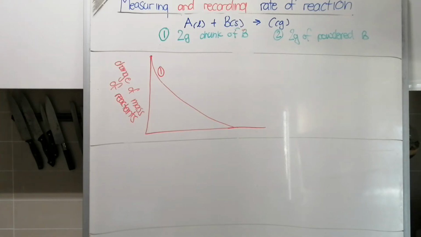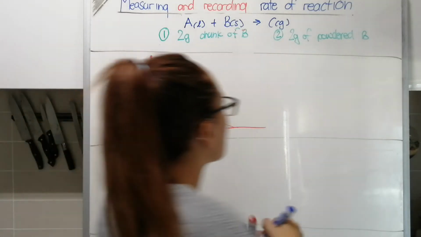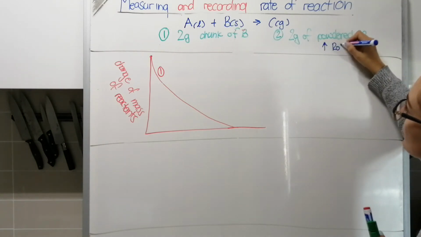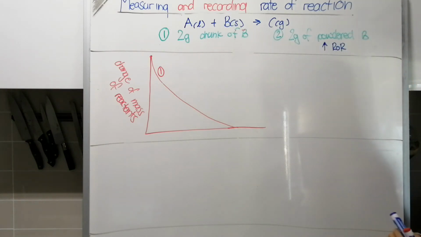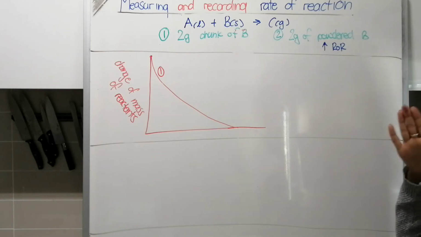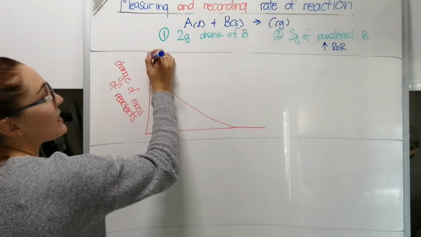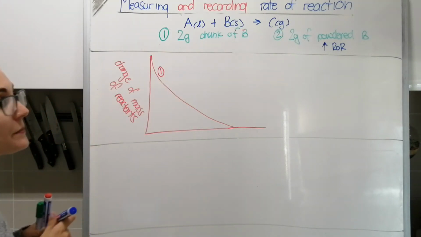We've increased the rate of reaction. We know that using powdered B will result in an increased rate of reaction. And on these graphs, rate of reaction is represented by the gradient, right? Which means that for experiment 2, I should see a steeper gradient.